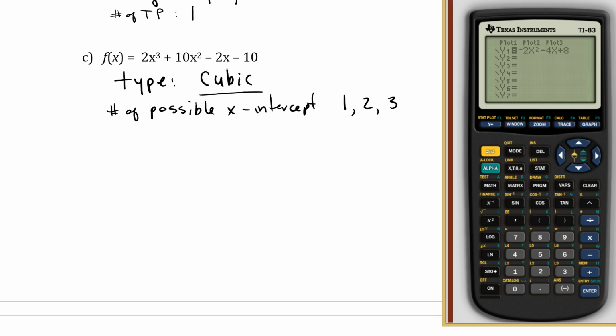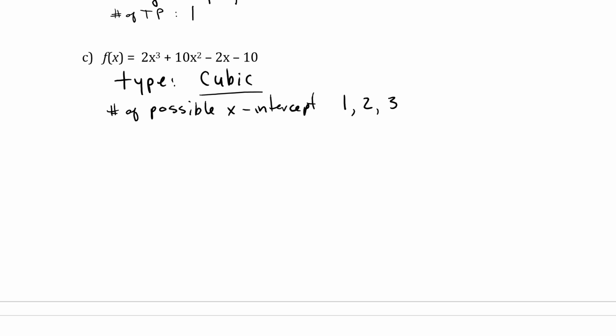I'm going to go into my graphs, and I'm going to say 2x. Now this is a little bit different. We have to put the caret. X to the power of 3 plus 10x, and there's a special little button here for the squared, so squared, minus 2x minus 10. Graph this thing. Look at that. So the number of times this graph touches the x-axis is 1, 2, 3. So in this case, we're going to say that there are 3 x-intercepts.